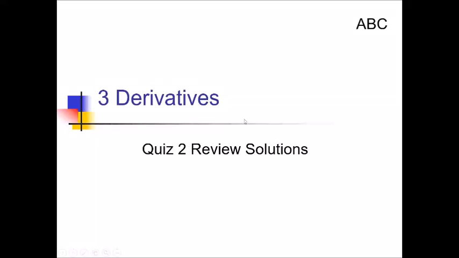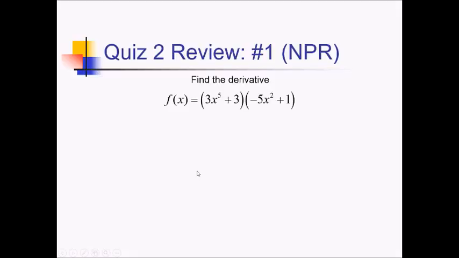Hi there, Mr. Sutton here with the AB Calculus Chapter 3 Quiz 2 Review Solutions on product and quotient rule and also trig derivatives. To figure out the derivative of a product without using the product rule, we just have to simplify first by multiplying.